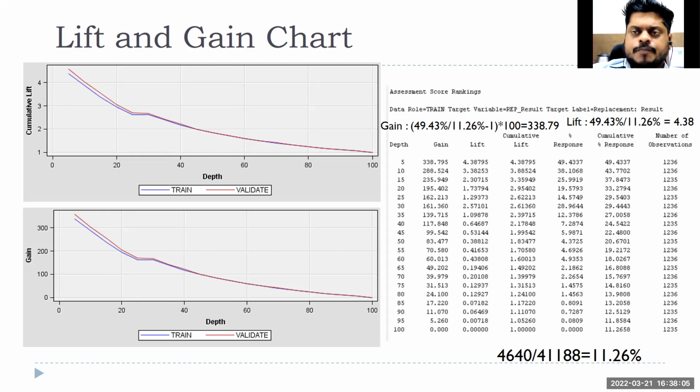Now, what happens if I do not create a predictive model? I randomly carried out a marketing campaign to 41,188 customers. Out of that, I got a response from 4,640 customers. So what is my success rate? Though I would have liked to get a 100% success rate, no marketing campaign will have that much. So my success rate was 11.26%.